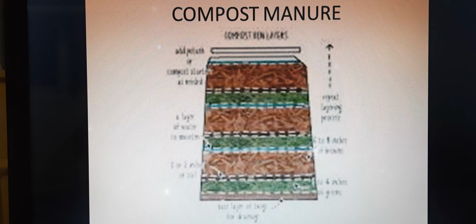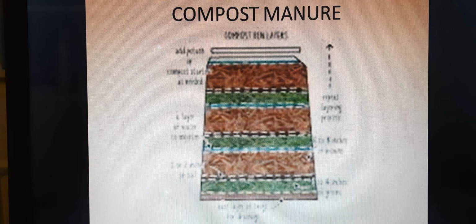This is the compost manure. How is compost manure prepared? You see there are several layers, 1, 2, 3, 4, 5, 6, 7 layers are there. Like this we will dig a pit in the garden, and in the first layer we will give some bricks or some stones, and then we will keep some dead leaves and some branches and any organic matter, and then we will give one layer of mud.